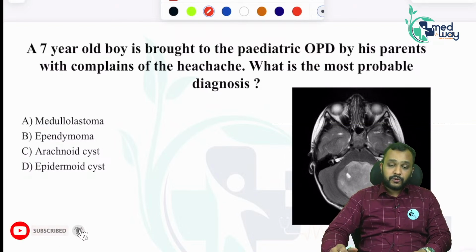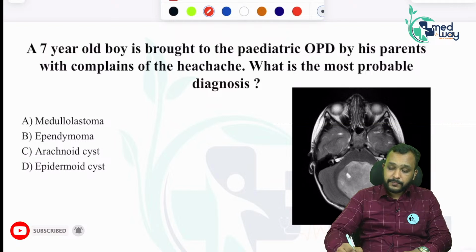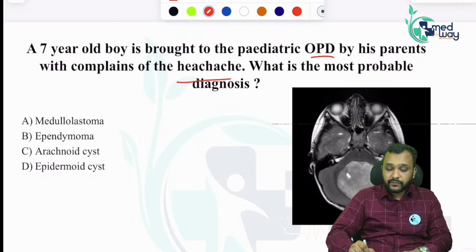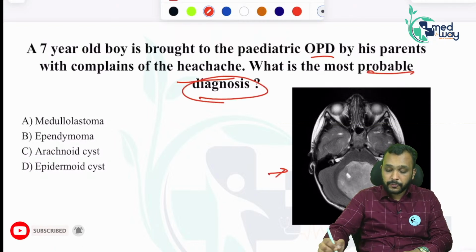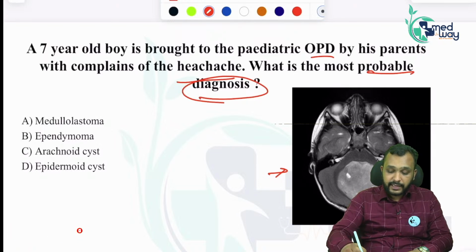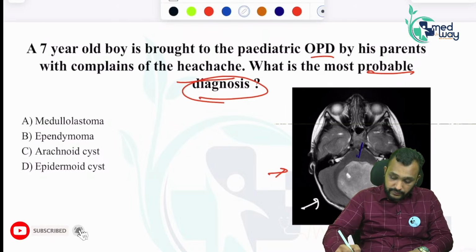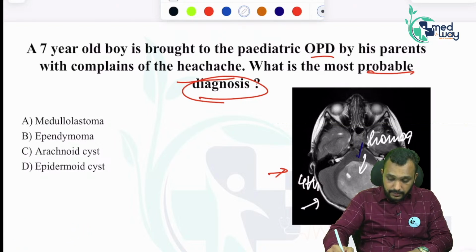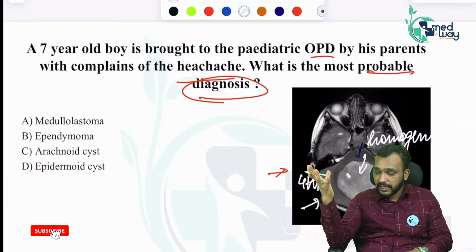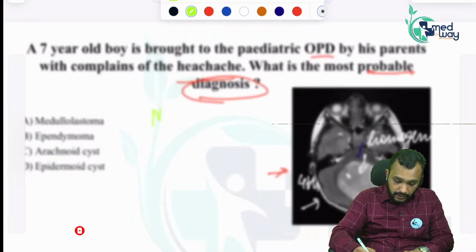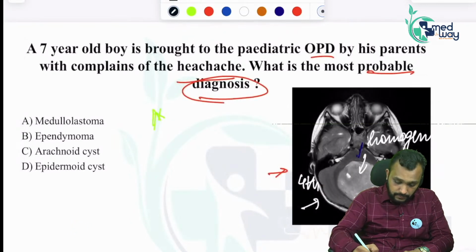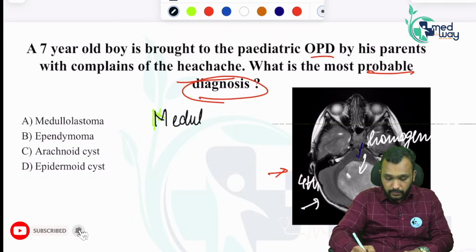Now a 7-year-old boy is brought to the pediatric OPD by his parents with complaints of headache. What is the most probable diagnosis by looking at this image shown below? Here we can see a mass lesion involving the fourth ventricle, and it has a homogeneous appearance, right. The most common primary brain tumor in children, this is a case of medulloblastoma, right, medulloblastoma.